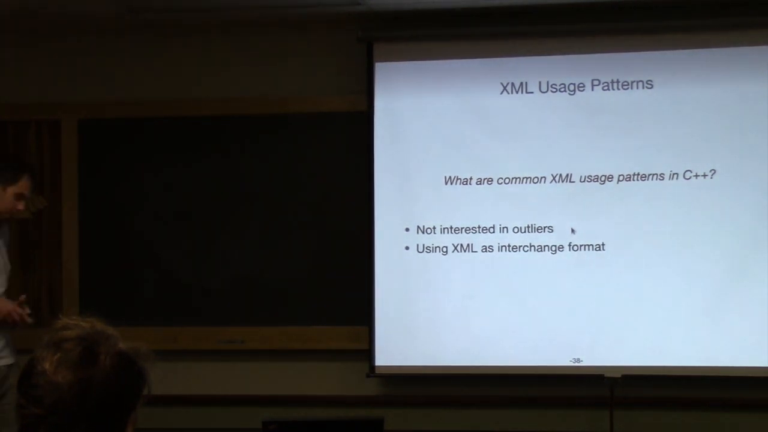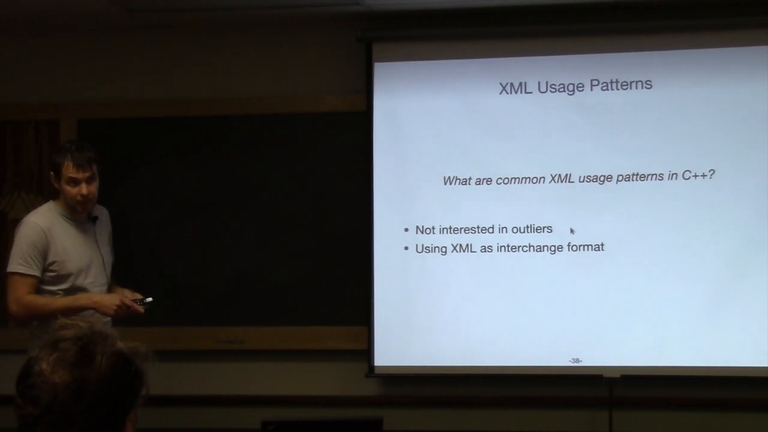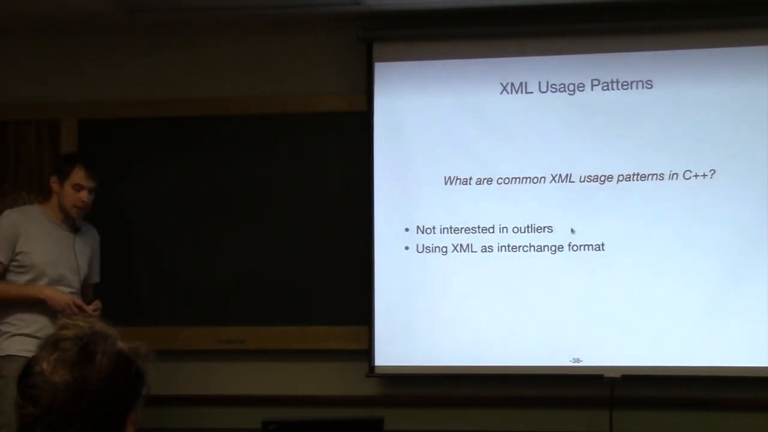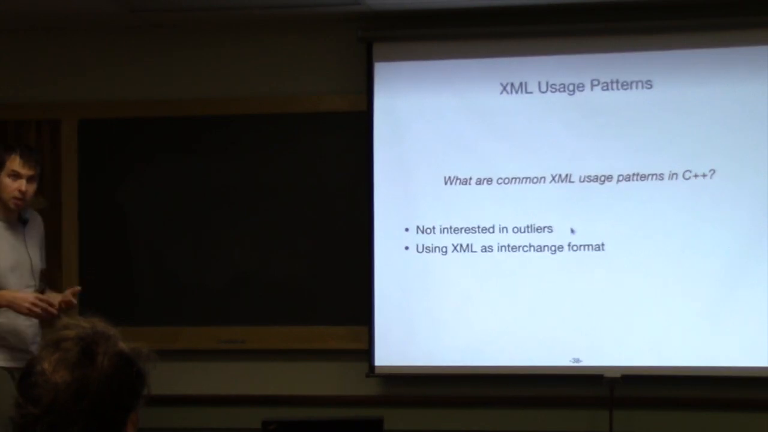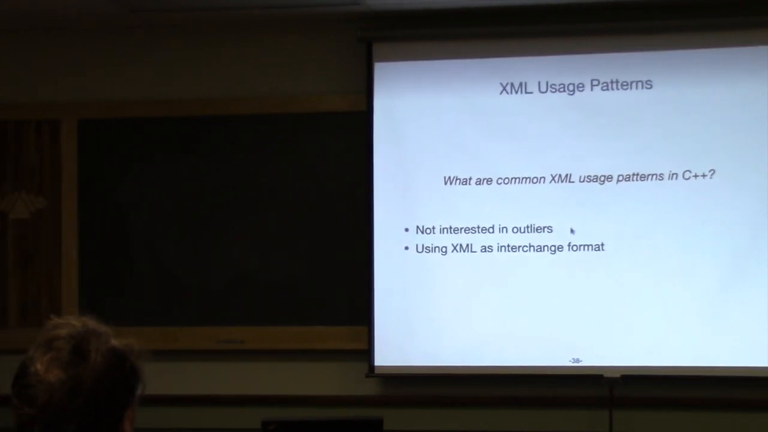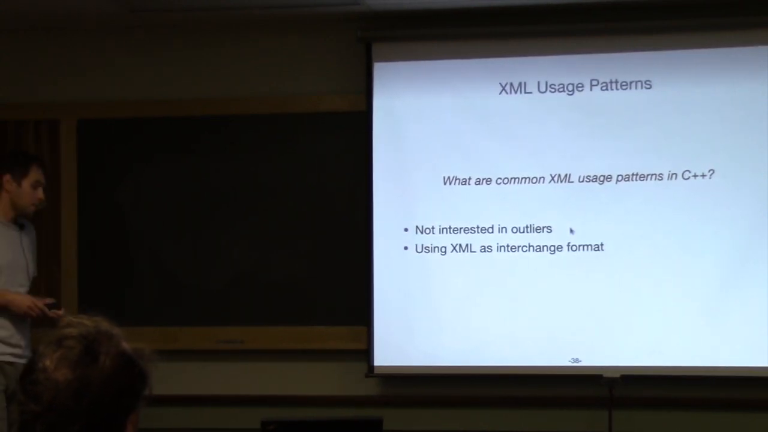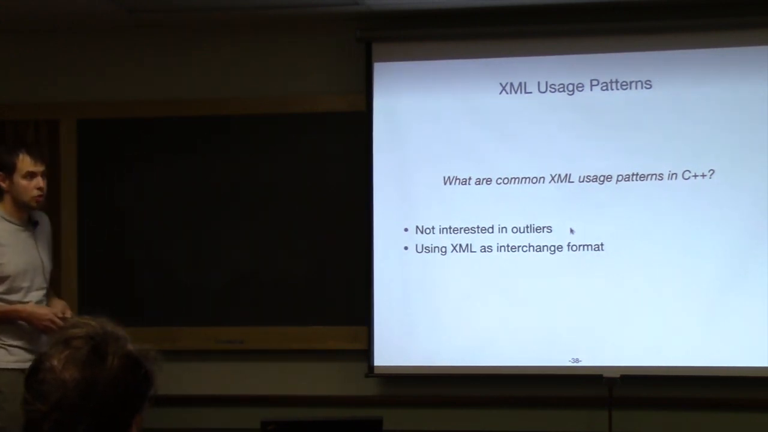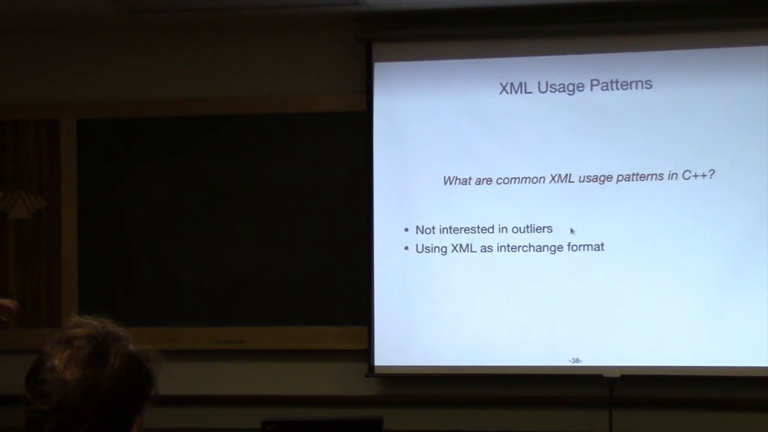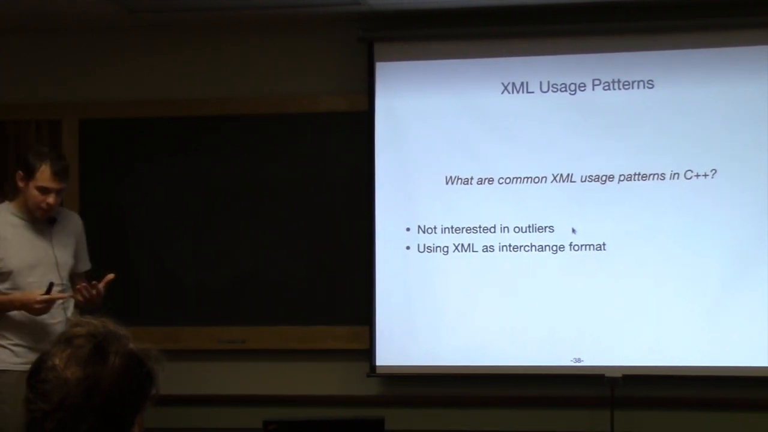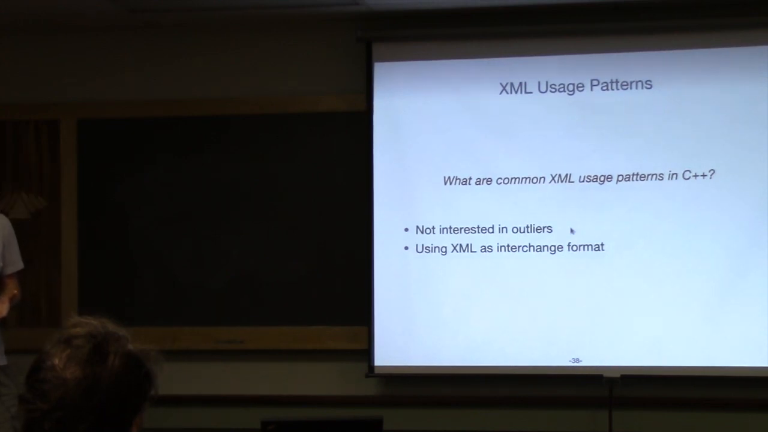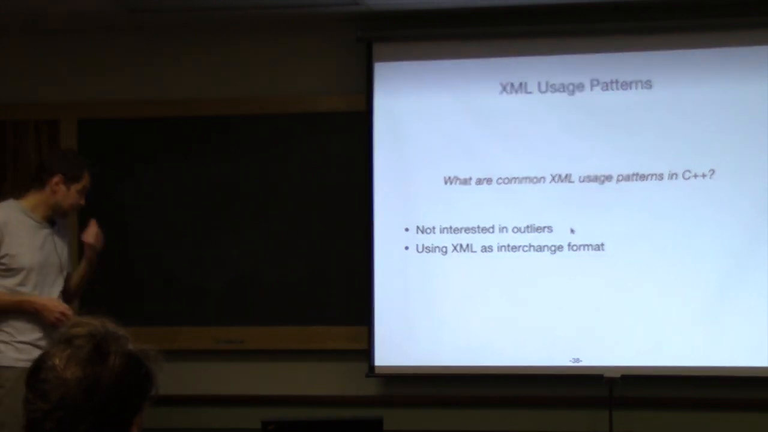So we have a pretty good understanding of XML in general by now, I hope, and in C++. So which processing model, which API, and which library should we use? Well, the answer is, as usual, it depends on what your application needs to do. So let's now try to understand what the typical XML usage patterns are for real C++ applications.